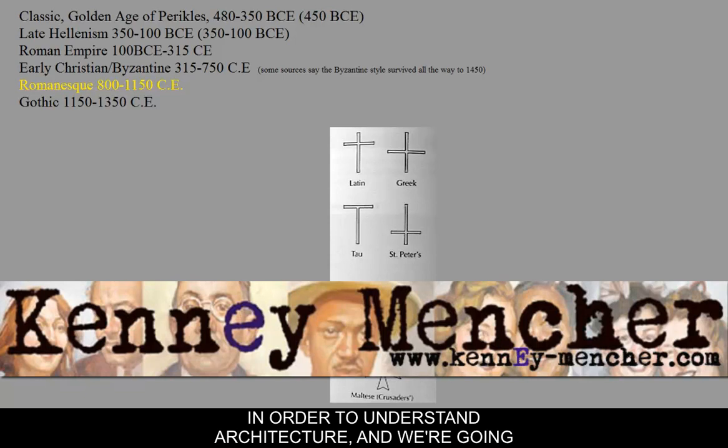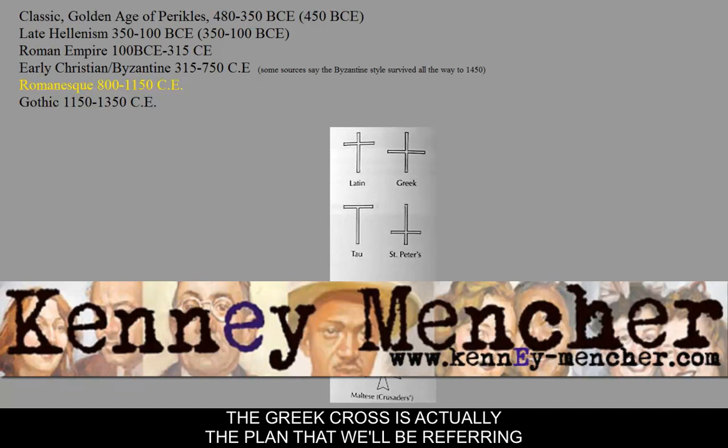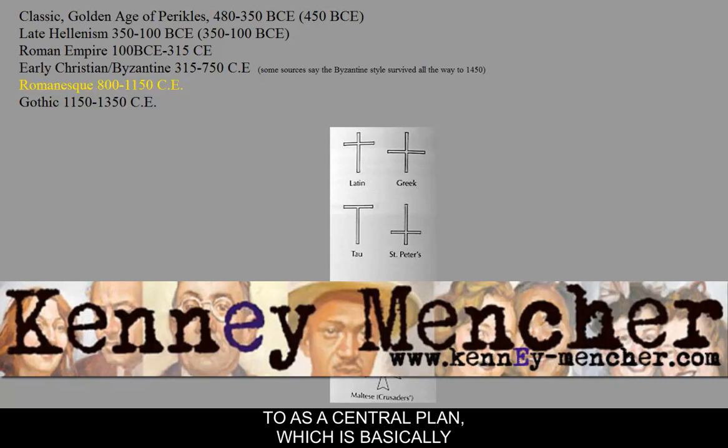In order to understand architecture, and we're going to start with architecture in the Romanesque period, you need to know about the different kinds of cross plans. I got this diagram out of Marilyn Stockstad's art history. In the upper left-hand corner, you can see that there's a Latin cross, which basically looks like a lowercase t. The Greek cross is the plan that we'll be referring to as the central plan, which is basically an even-sided cross, almost like the Red Cross symbol. And then we have the Tau plan, which looks like a capital T.